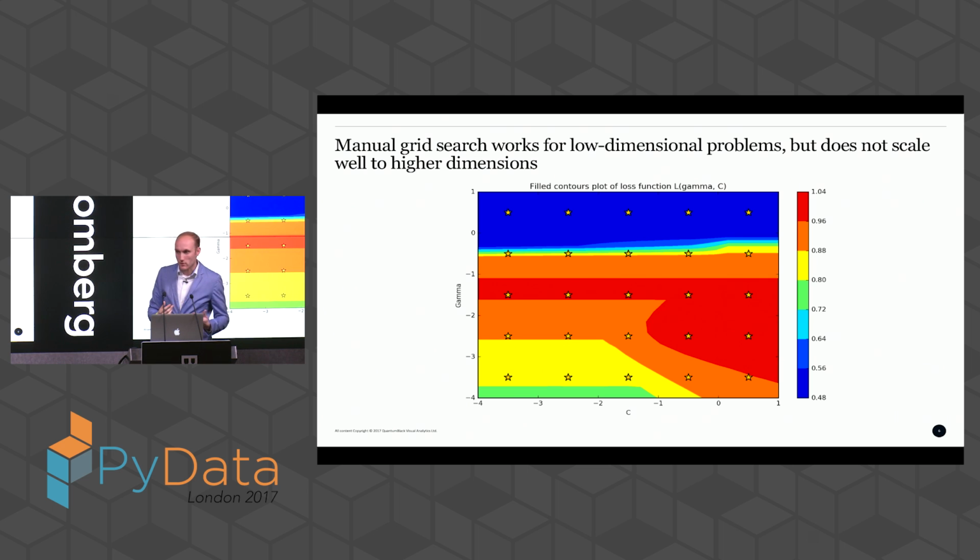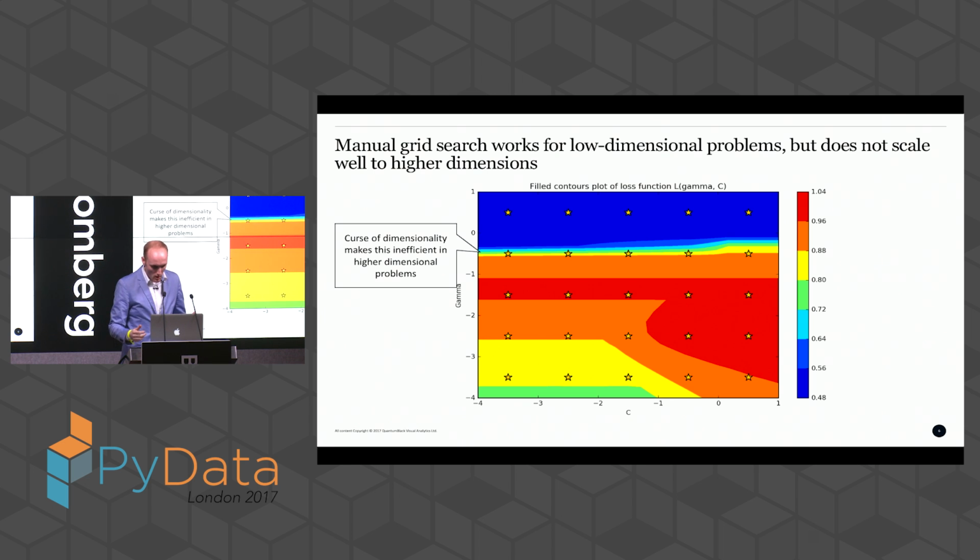And the other downside of this approach is that in higher dimensions, this becomes more and more infeasible thanks to the curse of dimensionality. So the number of grid points you can build increases exponentially with the dimension of your hyperparameter space. So these are two problems, right? So basically this approach, manual grid search, works well in simple settings. So what can you do? What else can you do, right?